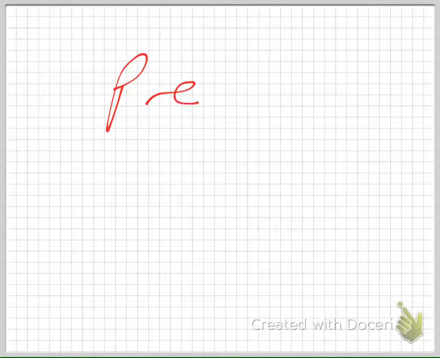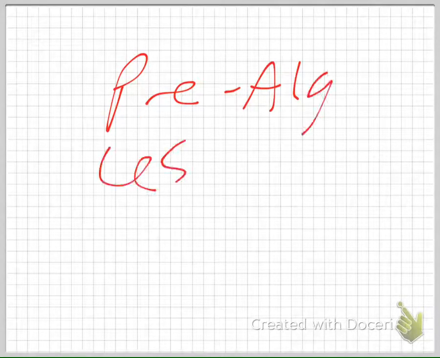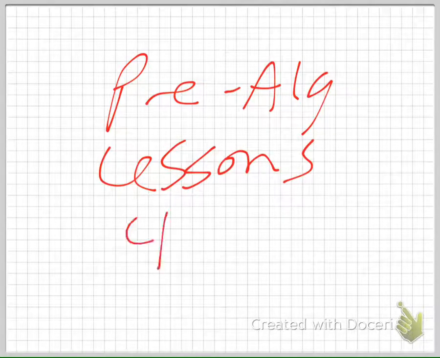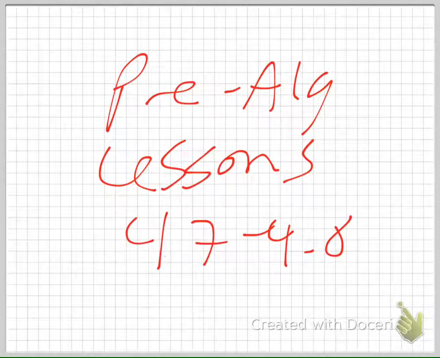All right, this is lessons 4.7 and 4.8, so this is pre-algebra. Okay, and this is exponents. Okay, so here's the deal, exponents.